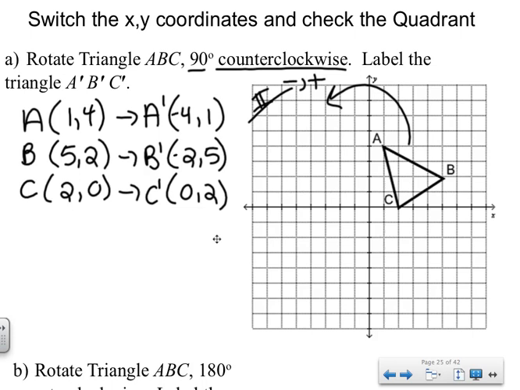So go ahead and put negatives. 0 doesn't need a negative sign. And then make sure all your y's are positive. So 1, 5, and 2 are all positive, so I'm good. So now I'm just going to graph it.